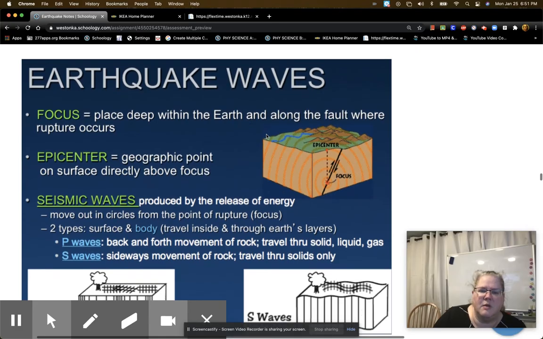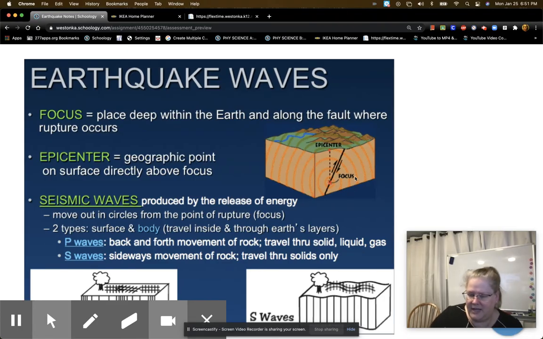All right, so let's talk about those waves. From the focus, where the break occurs underground, to the epicenter right above it, surface waves radiate out. But do you notice that they're radiating out in all directions? It just depends on where they flow is what we call them. So the epicenter is the geographic point on the surface directly above. Now, do you think I've said this enough times that you should know the difference between the focus and the epicenter? It's a really good test question. Seismic waves are produced by that release of energy. They move out in circles from the point of the rupture, from the focus, that point underground.